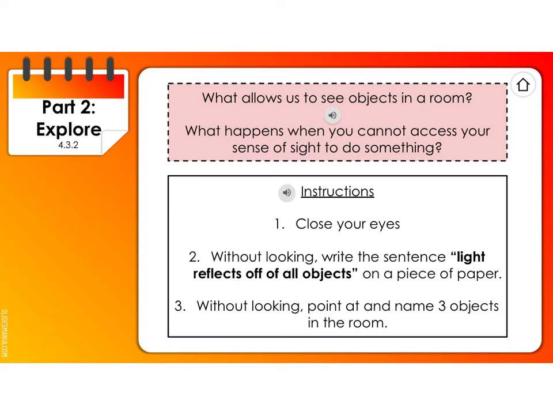And then the third thing you're going to do, still without looking, eyes are still closed, think of 3 objects in your room and point at those. And see if you were right, and see how hard that was to do. So just a very small idea of what it's like to not have your vision. And that is the end of day 1.